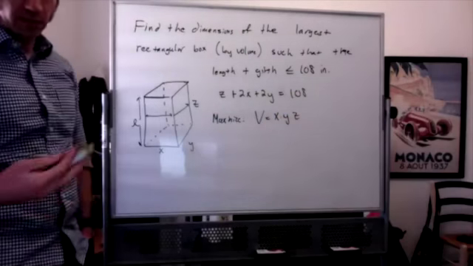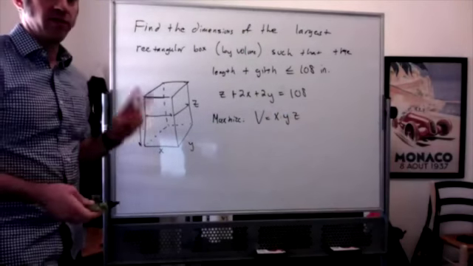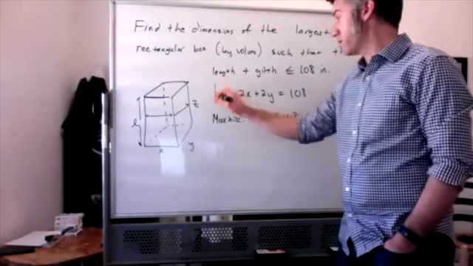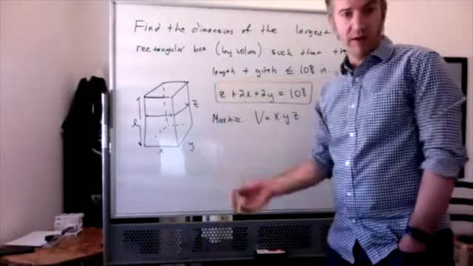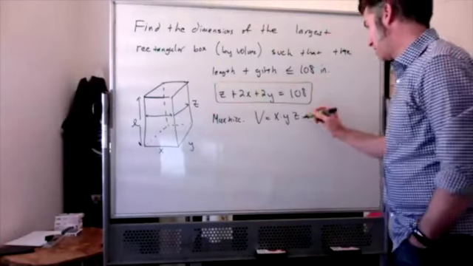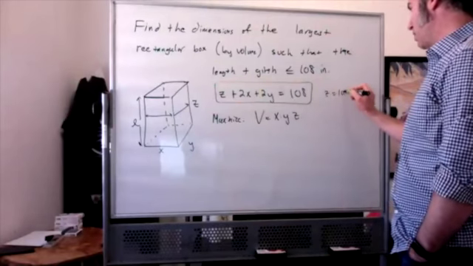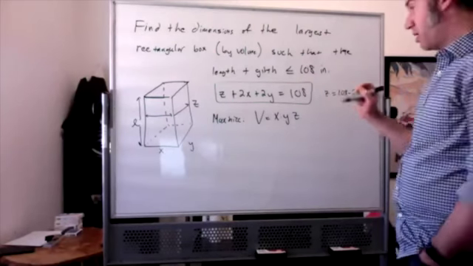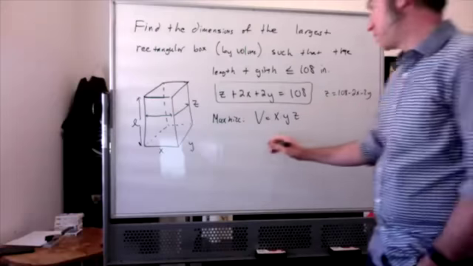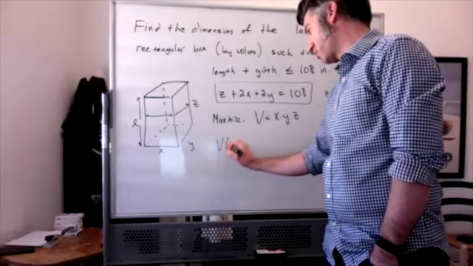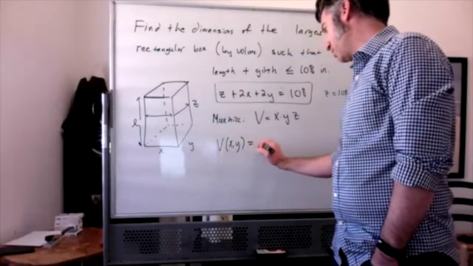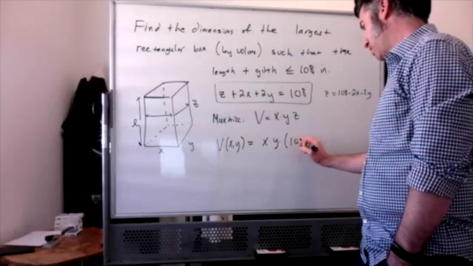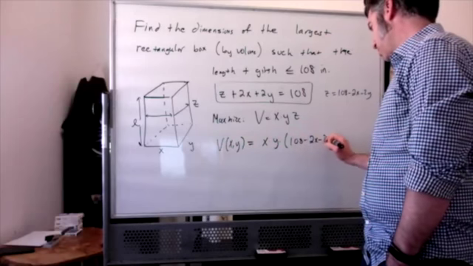If we're doing this the way we were doing it last time, we want to write volume as a function of two variables. So we're going to use this constraint to isolate one of the variables, typically z. We're going to say z is 108 minus 2x minus 2y, and then plug that in here. So the volume as a function of x and y is x times y times z, which is 108 minus 2x minus 2y.